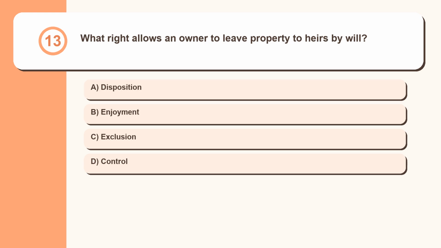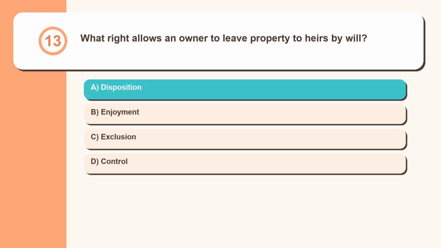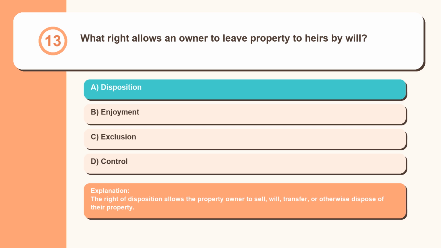Question 13. What right allows an owner to leave property to heirs by will? Disposition, enjoyment, exclusion, control. The right of disposition allows the property owner to sell, will, transfer, or otherwise dispose of their property.